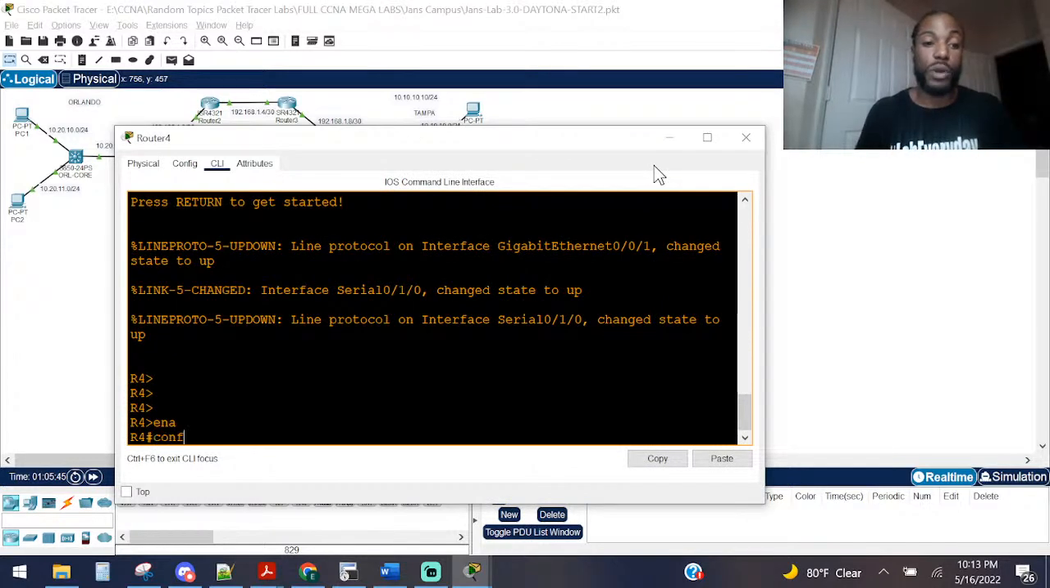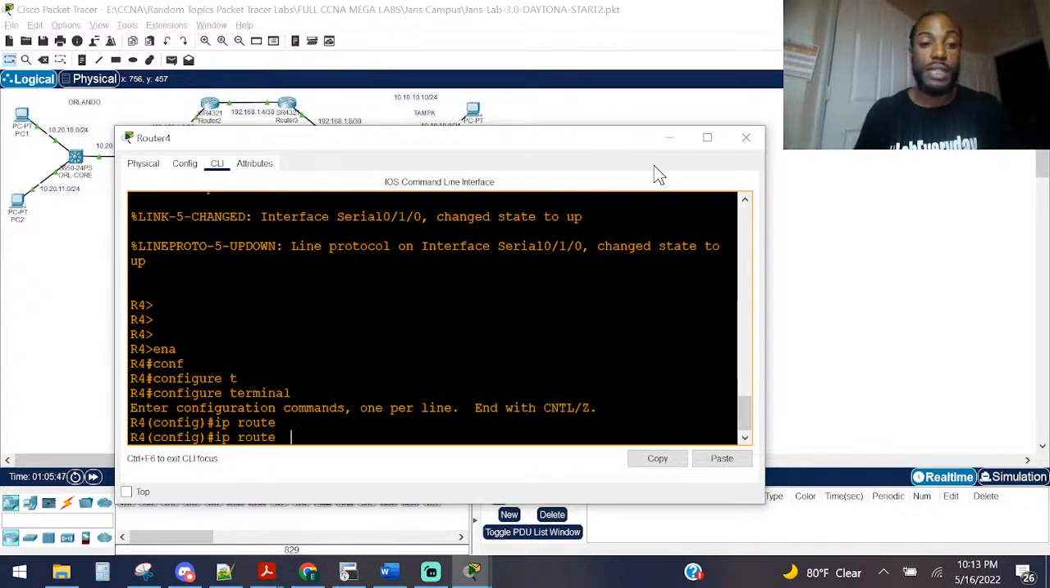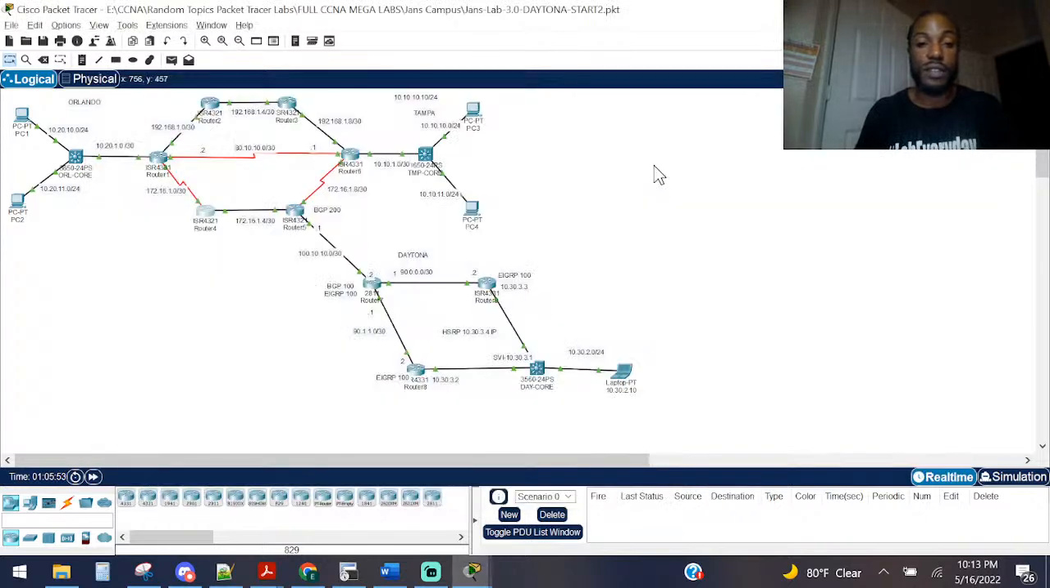We go to global config mode. We say IP route 10.30.2.0 network /24. Take the next hop of, what is that? 172.16.1.56.